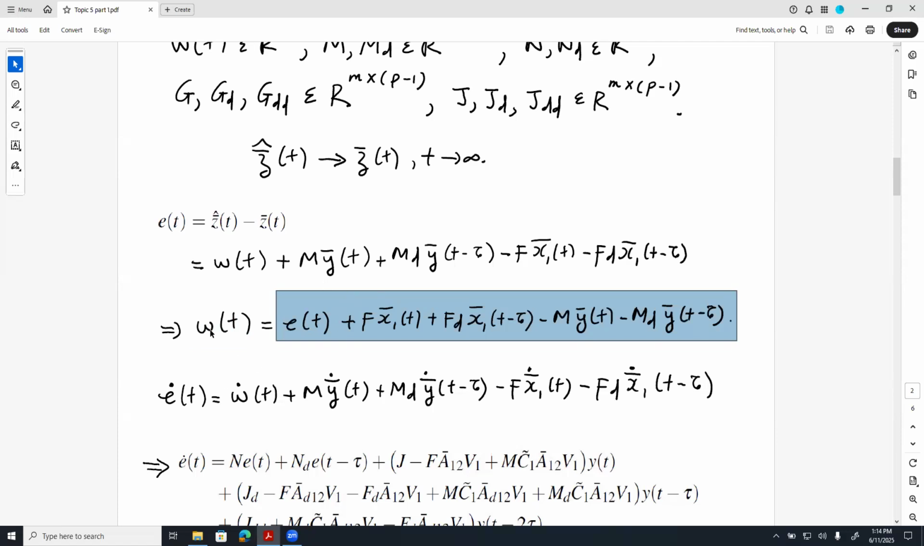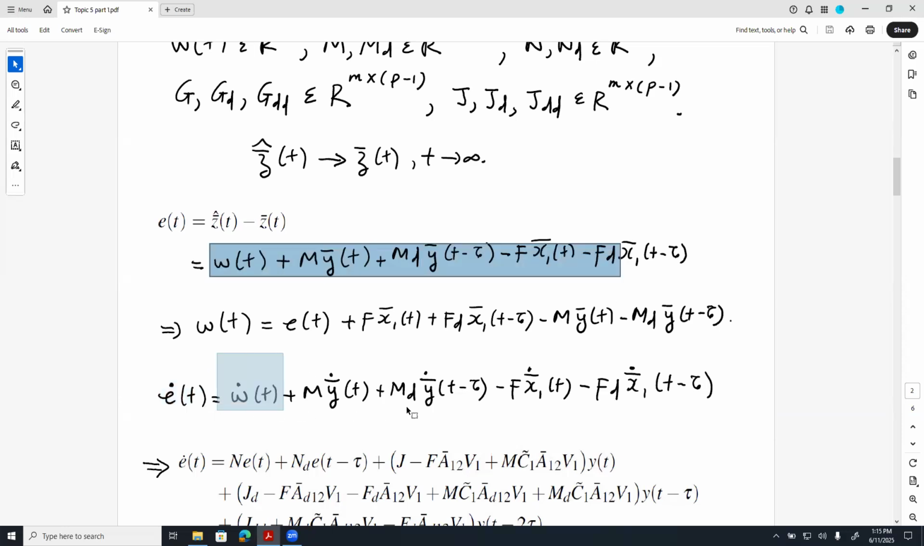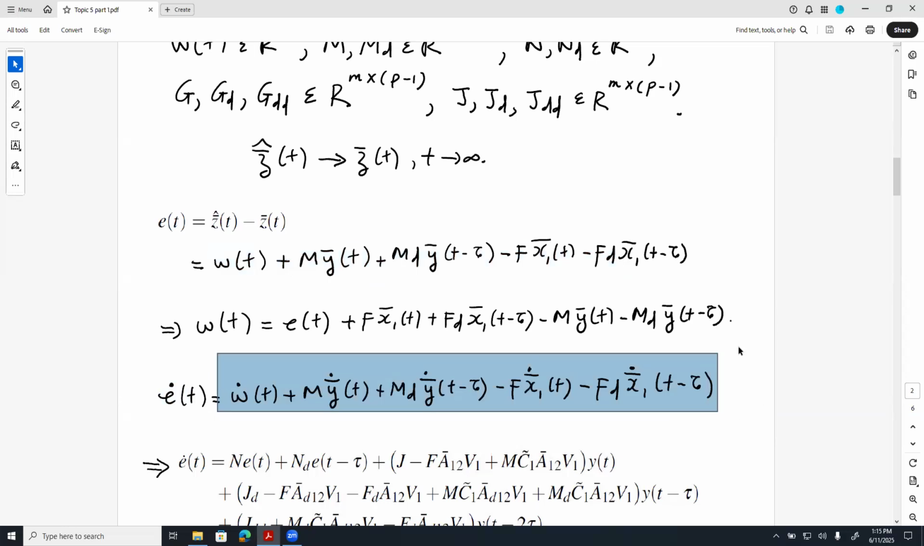So we then say, okay, we introduce this error vector. What are we going to do next? We're going to look at the error dynamic equation. We see the differentiation of this error equation. So we take the differentiation with respect to time, and therefore this becomes omega dot, and that becomes y bar dot of t, and so on. That's where we get to this expression.